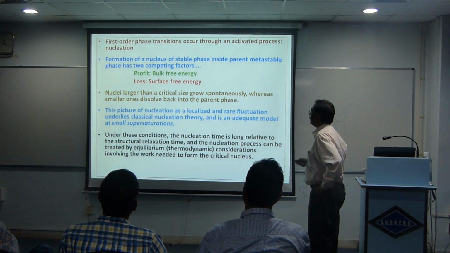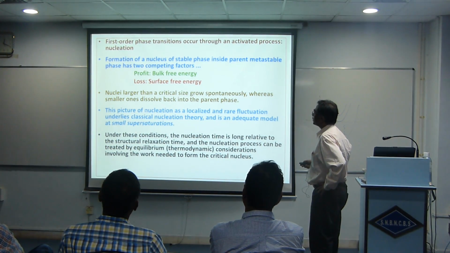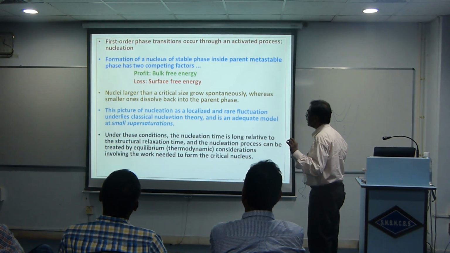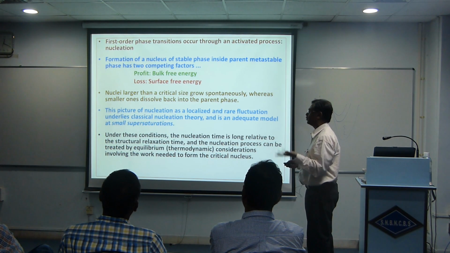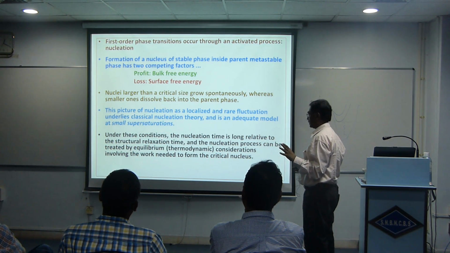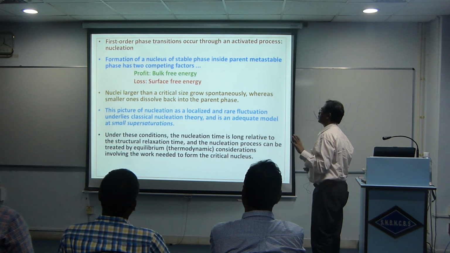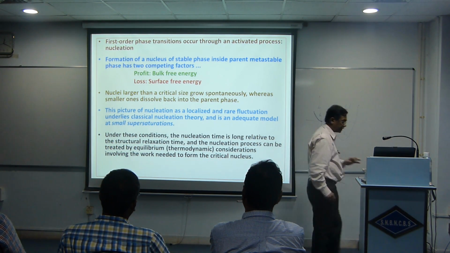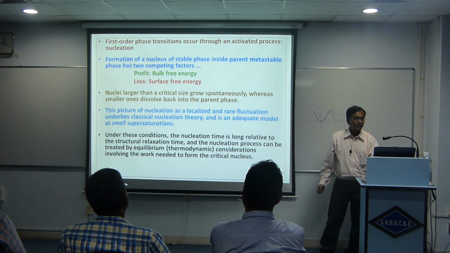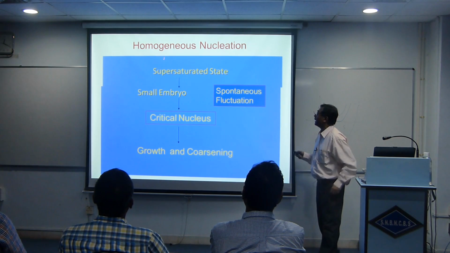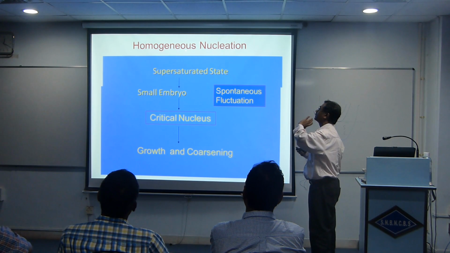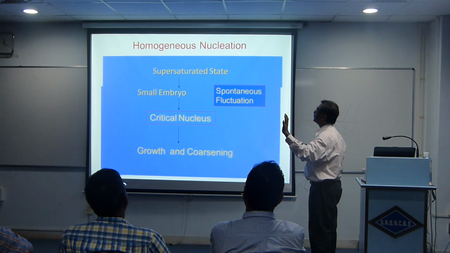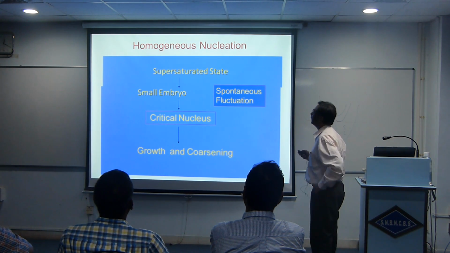So this is the picture that we always had: the picture of nucleation as a localized and rare fluctuation underlies classical nucleation theory, called CNT, and is an adequate model for small supersaturations in many cases. However, there are conditions where it is not valid, and that is very important in the experimental domain, where we push to a limit. Again, I am talking about homogeneous nucleation; I am not doing heterogeneous nucleation here. To some extent, heterogeneous nucleation can be incorporated into the scheme by some simple extension. But the real interesting part is the homogeneous nucleation.